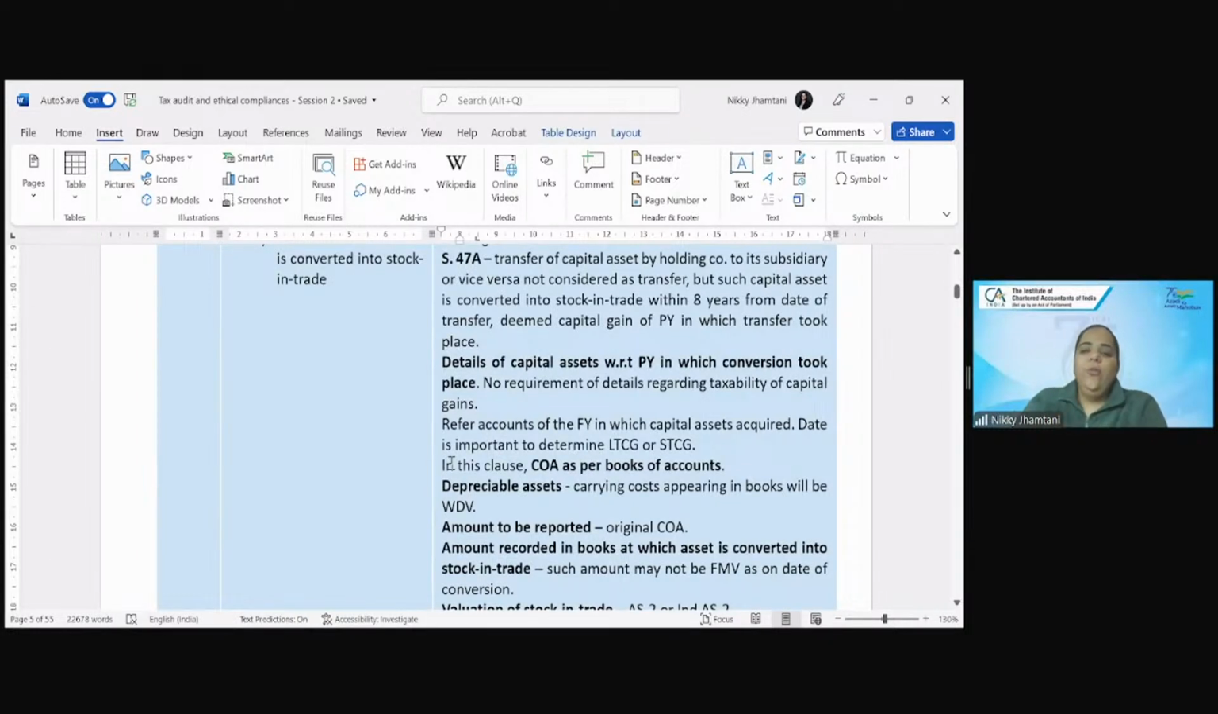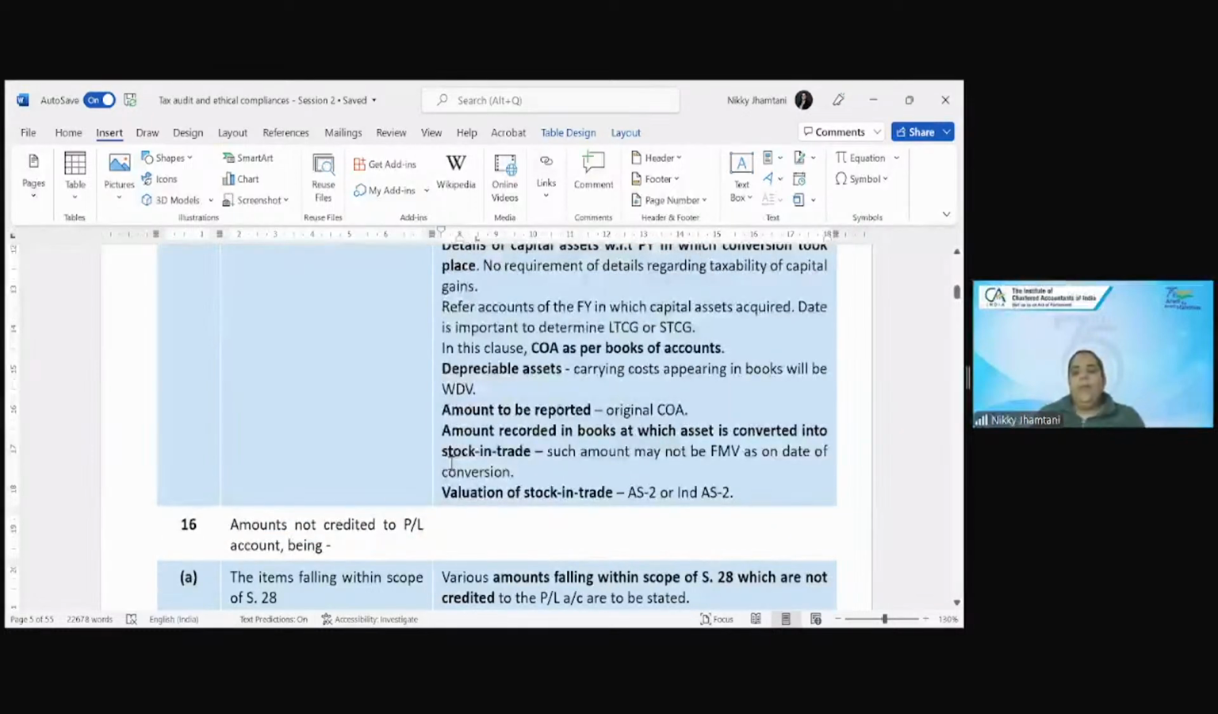in which the conversion took place, and no requirement of details regarding taxability of capital gains. आपको taxability पे या tax amount पे कोई comment करने की जरूरत नहीं है. Then refer accounts of the financial year in which capital assets were acquired. Date is important to determine LTCG or STCG. तो date important है long term capital asset था या short term capital asset identify करने के लिए.